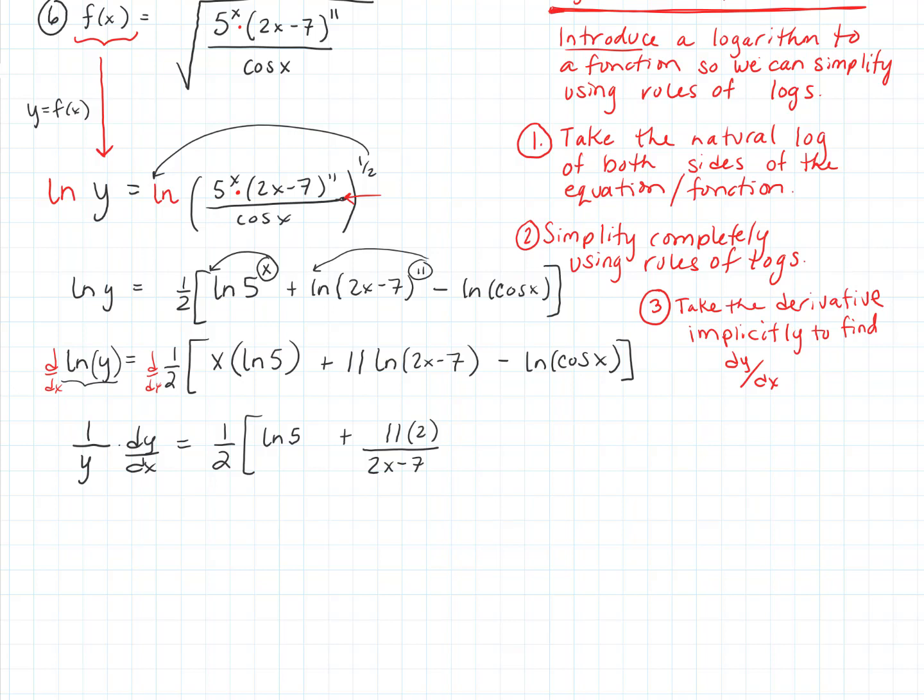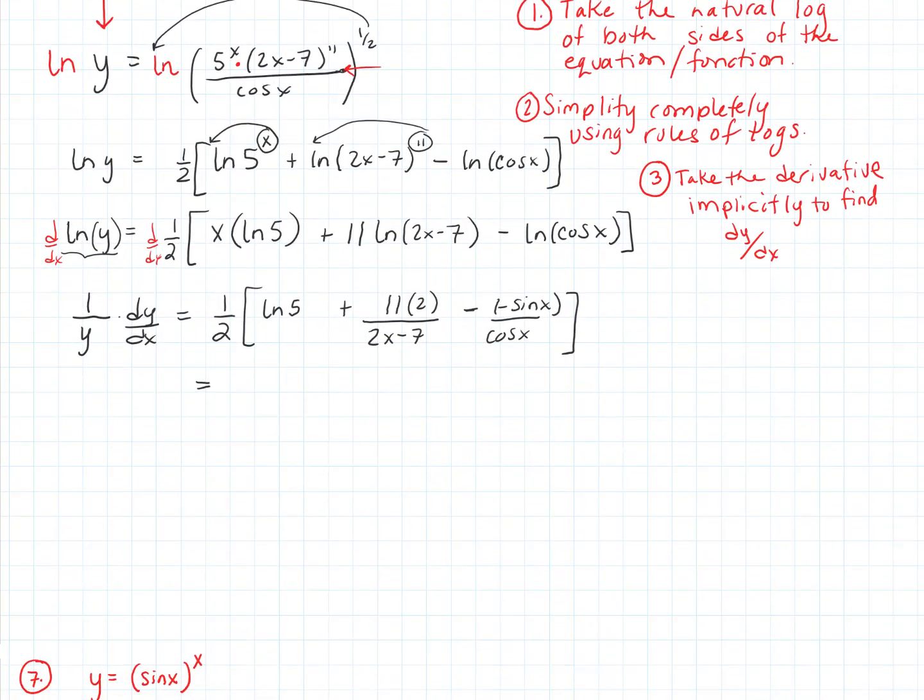Then the derivative of the natural log of the cosine of x. So that's going to be minus 1 over the cosine of x times negative sine. So I'm going to put that negative sine also in the numerator. Okay, not a whole lot to simplify, but let's get 1/2 natural log of 5 plus 22 over 2x minus 7. This becomes plus the tangent of x.